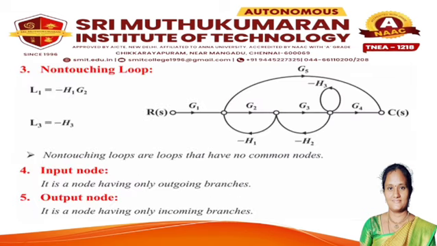Then input node. An input node has only outgoing branches. It represents the input signal. Then an output node has only incoming branches. It represents the output signal.